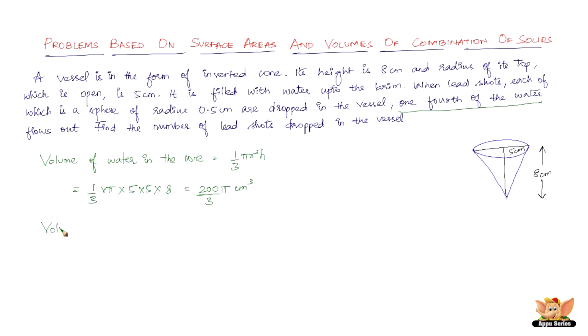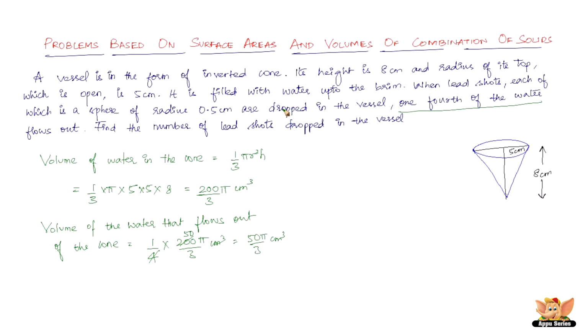So now let us find out the volume of the water that flows out of the cone. Now that is nothing but 1/4 times 200 pi by 3 centimeter cube. So 4 goes 50 times in 200. So we get 50 pi by 3 centimeter cube. So this is the volume of water that goes out. Now this is the same as the volume of the lead shots that come in, right? That's the most important thing.